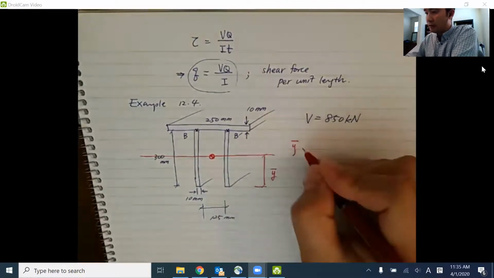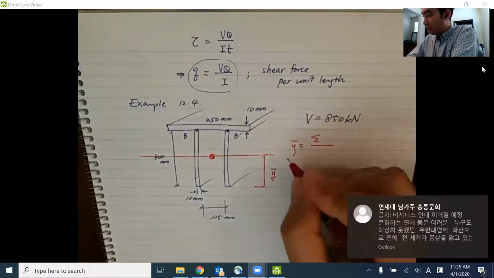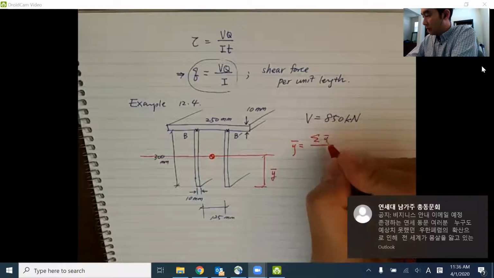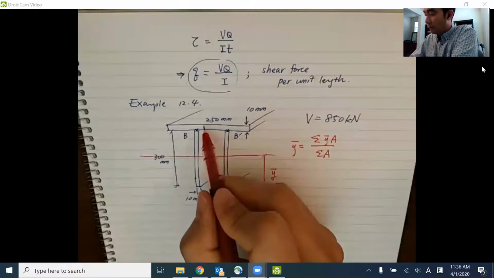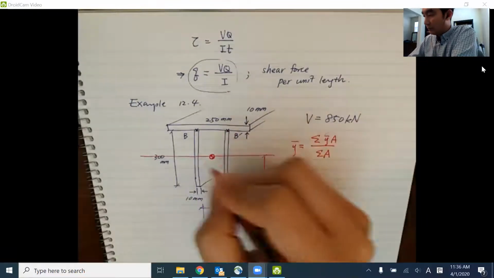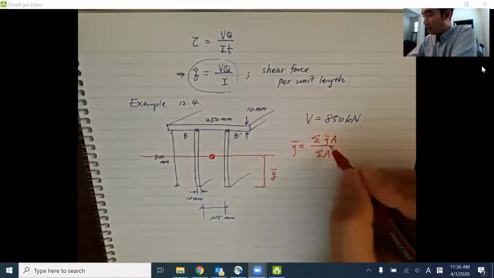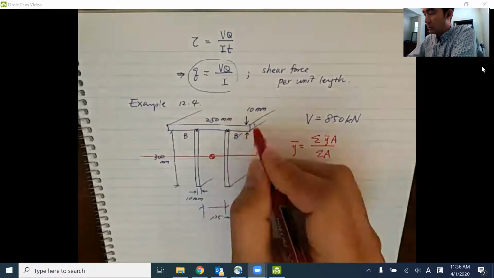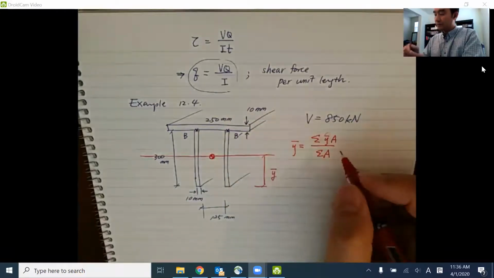And that is, you all know that y bar is going to be equal to the sum of y bar times A divided by the sum of A. So we have three different areas. So we're going to find out the y bar for each one of them, measuring from the bottom, and then multiply by the cross-sectional area for each board, and then divide by the sum of the entire areas.